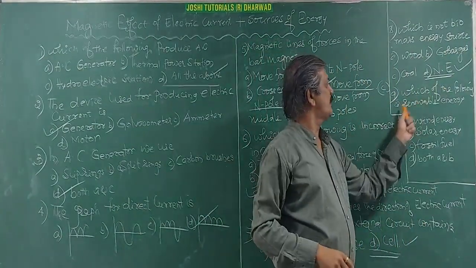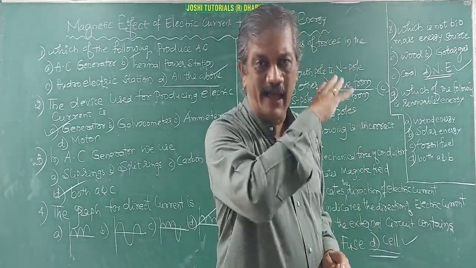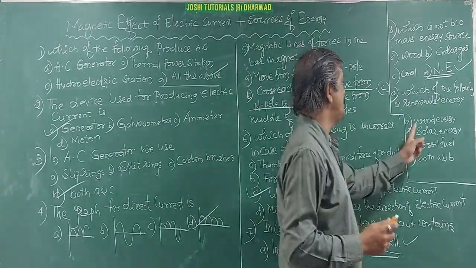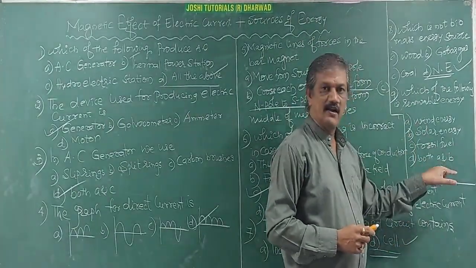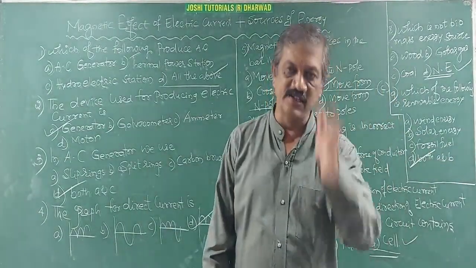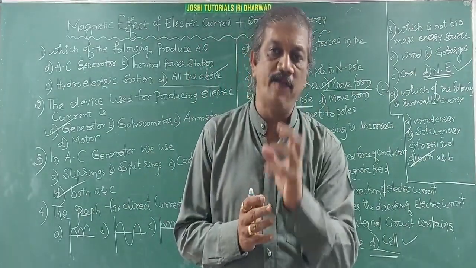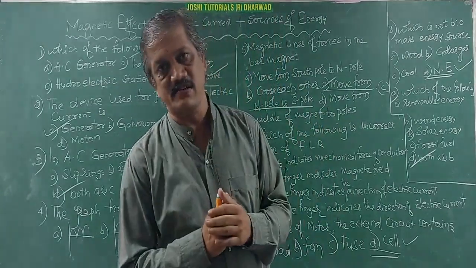Next, which of the following is renewable, which cannot be exhausted even as we are using it? Wind energy, solar energy, fossil fuel, both A and B. So the correct answer is A and B. So this is how, my dear students, I have given more than 40 marks in science.